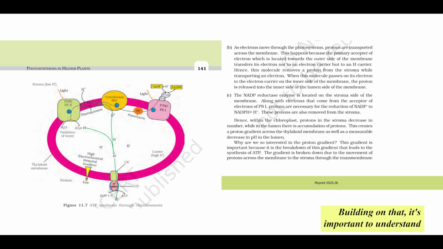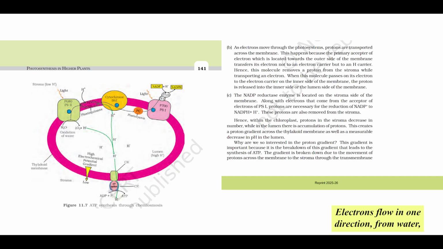Building on that, it's important to understand that there are two primary modes of photophosphorylation, based on how the electrons flow. First, we have non-cyclic photophosphorylation. This is the main Z-scheme pathway we've been discussing. It occurs when both photosystem I, PSI, and photosystem II, PSII, work in series, connected by that electron transport chain.